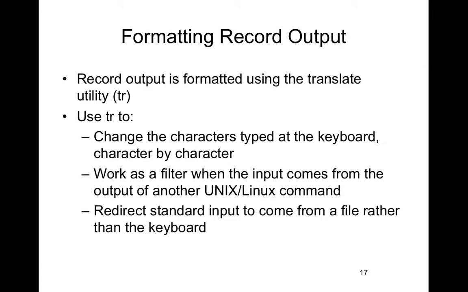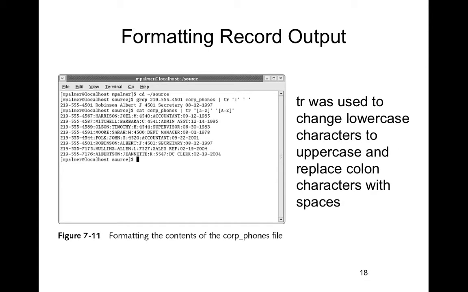Formatting a record output. The record output is formatted using a translate. We've seen this actually. It's in your assignment that you're going to finish up. I'm going to give you some time to finish that up if you haven't done it yet, because we have one more assignment to do. So you use the tr to change the characters typed in from the keyboard, and it works as a filter on the input. So you can run a command and then run the tr and change the output. Redirect a standard input to come from a file rather than the keyboard perhaps. Here's tr used to change lowercase characters to uppercase characters and replace the colon characters with spaces.